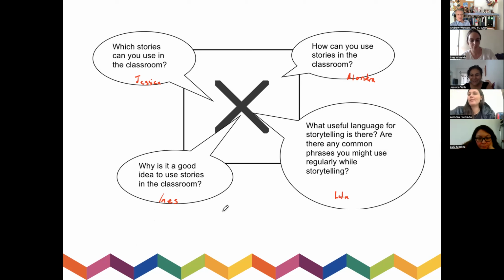Ines, what about this question? Why is it a good idea to use stories in the classroom? I think it's a good idea first because it's good for their creativity, their imagination, how to visualize. I think as well with children nowadays that they have technology so close to them, when you read a story and you do it regularly, it can be good for their attention span.